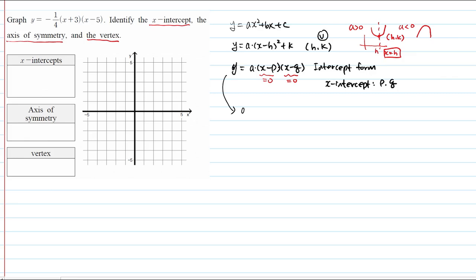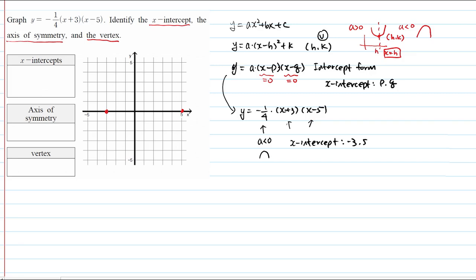Since my a is negative 1/4, let's write it out first. y is equal to negative 1/4 times (x + 3)(x - 5). That is, your a value is less than 0. I know that it's an upside down U shape. By setting the second one equal to 0, you know that the x-intercepts are negative 3 and 5. So we know that the graph is passing through negative 3 and 5.